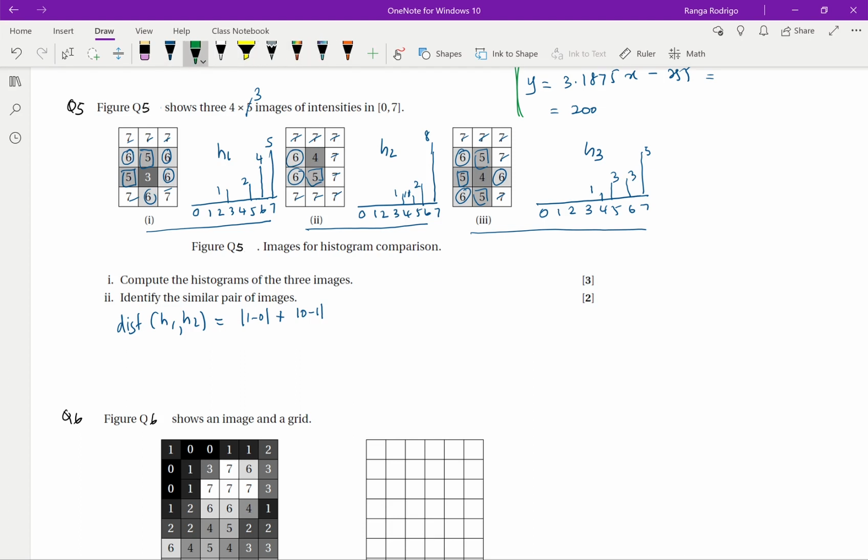At 3 there is nothing here, that is this one. At 4 there is a 1 here, that's this one.